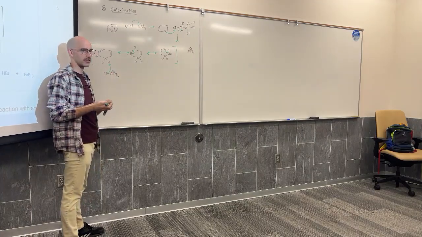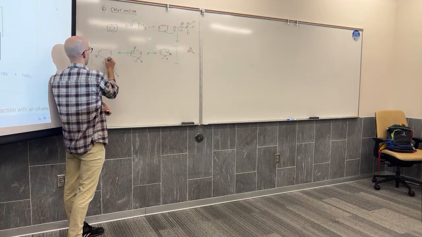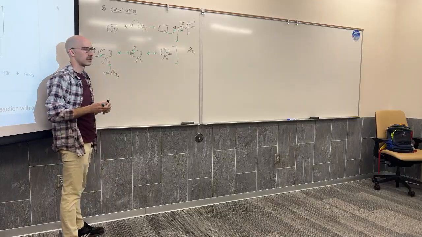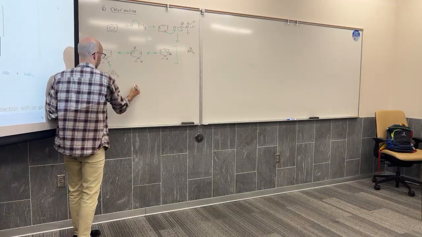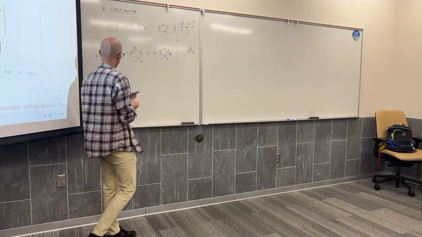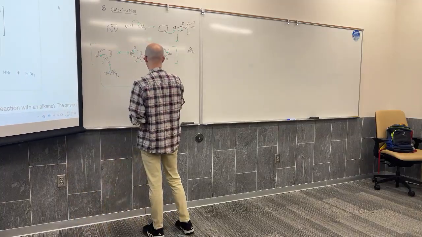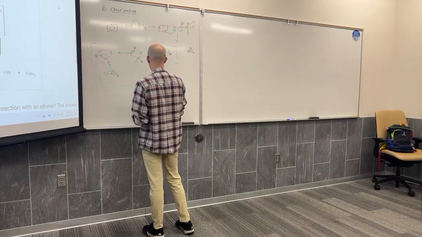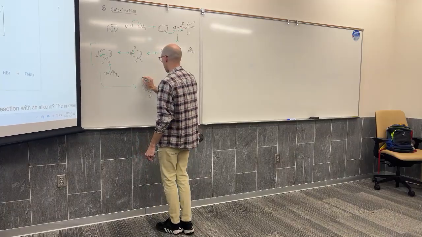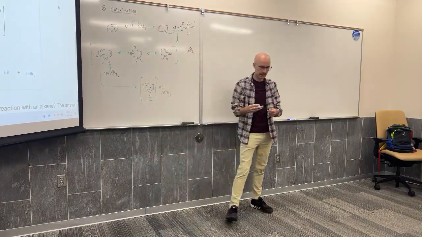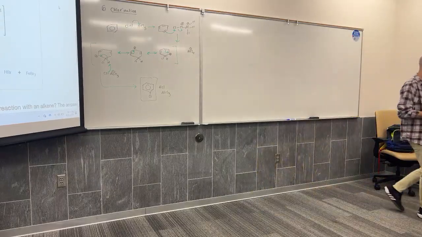Chlorine bonds to the hydrogen. The CH bond goes back to form the pi bond, reforms aromaticity. Gives me a byproduct of HCl, and I regenerate my catalyst, AlCl3.